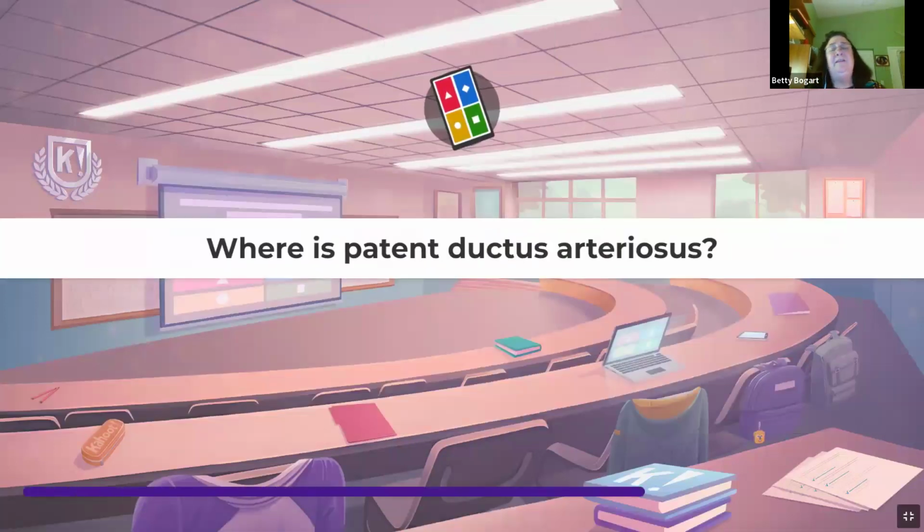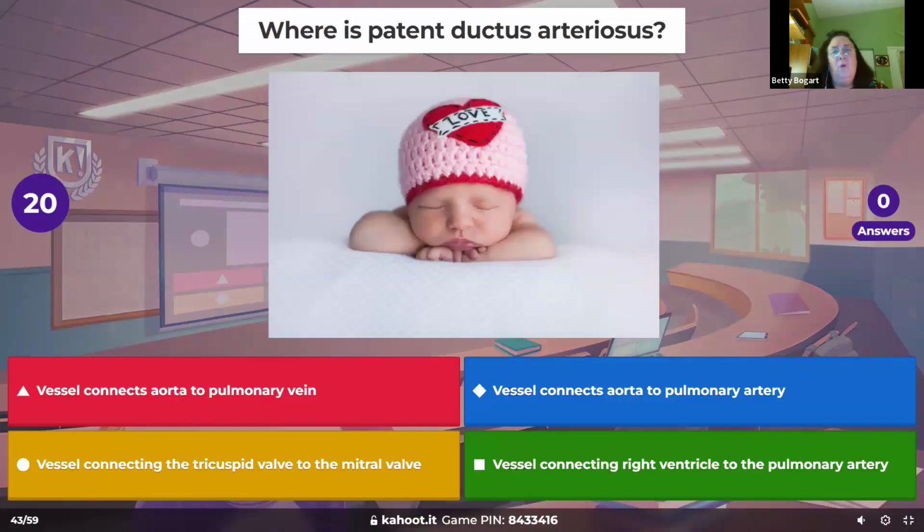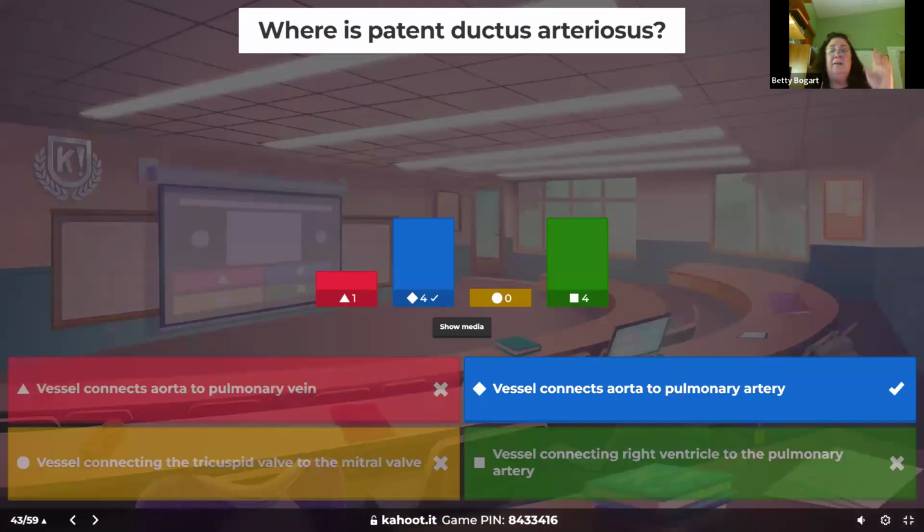Where is the patent ductus arteriosus? What does it connect? Well, we know it has to do with oxygenation. We know it has to do with cardiac output. So what does it connect? It connects the aorta to the pulmonary artery, and then it allows blood to go systemically from the lungs.